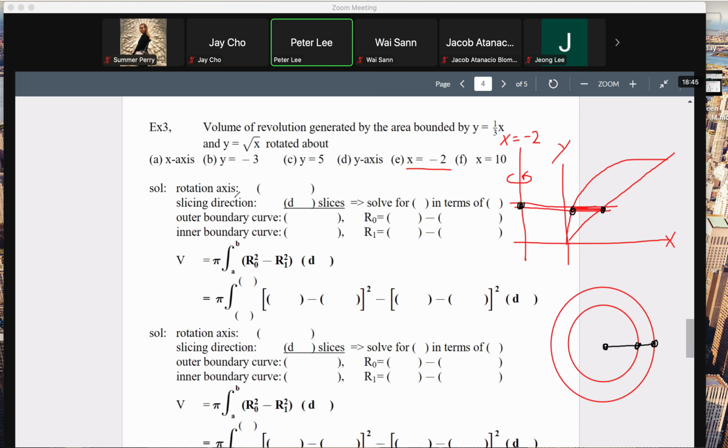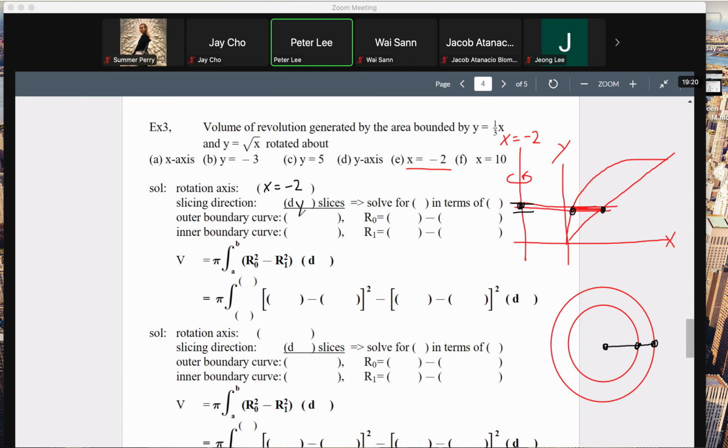Now, rotation axis, x equals -2. If the rotation axis is -2, that means we'll be cutting in these slices right here. The slicing direction is d what? dy, not dx. So the slicing direction is dy.